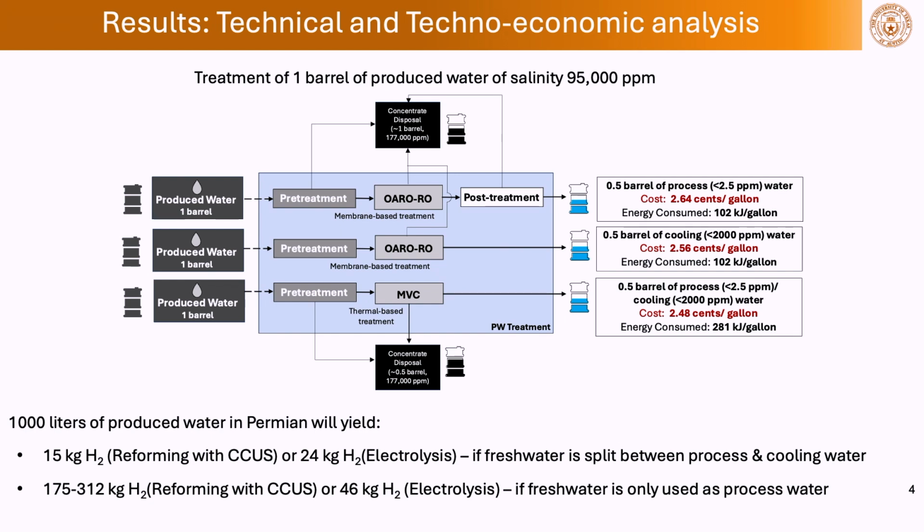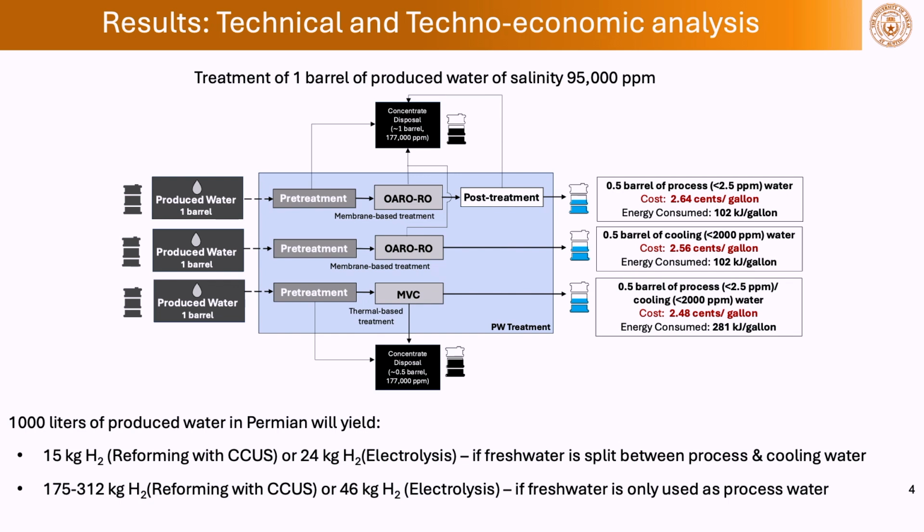So you can see that for every 1 barrel, you get half a barrel that is suitable for process or cooling water. That's the hydrogen water problem being solved. And we are also simultaneously solving another problem, which is that the concentrate that you're getting from each of these desalination techniques is quite saturated. It's more than 177,000 ppm, and therefore it's also suitable for environmentally friendly zero liquid discharge.